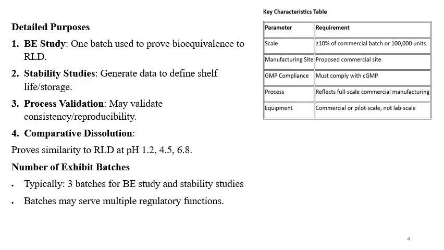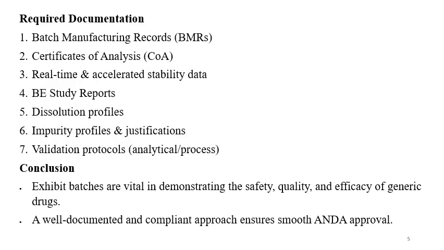Key characteristics of the exhibit batches. Batch scale or batch size is 10% of the commercial batch or 1 lakh units, whichever is greater. Manufacturing site is the proposed commercial site. GMP compliance must be there, and the process should reflect full-scale commercial manufacturing. And all the equipment for manufacturing and packaging should be commercial or pilot scale, but not lab scale. That means the exhibit batches are required to be manufactured at the commercial plant.